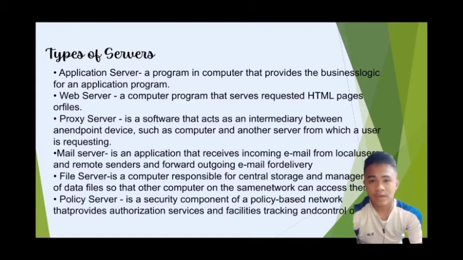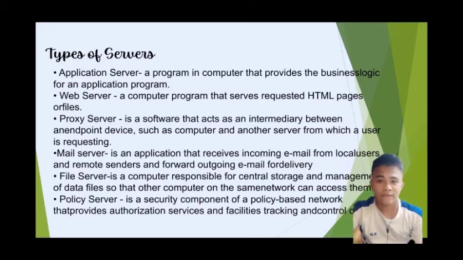Next, we have the mail server. It is an application that receives incoming email from local users and remote senders and forwards outgoing email for delivery. Next, we have the file server. It is a computer responsible for central storage and management of data files so that other computers on the same network can access them. Next, we have the policy server. It is a security component of a policy-based network that provides authorization services and facilitates tracking and control of files.